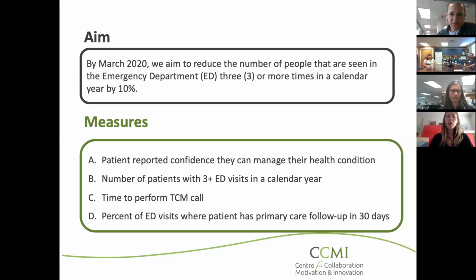And then does anyone see anything that could be a balancing measure? Remember, the balancing measure is the one that seeks to look for unintended consequences from the changes we're introducing. It could be a positive consequence, it could be a negative consequence. So we have D and A. C, time to perform it, yeah. A.